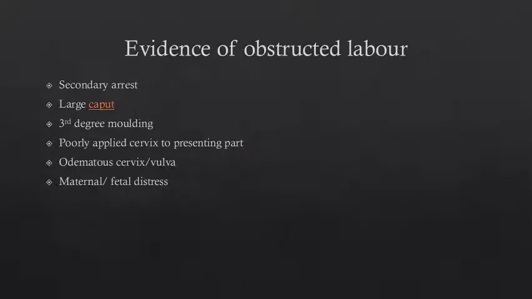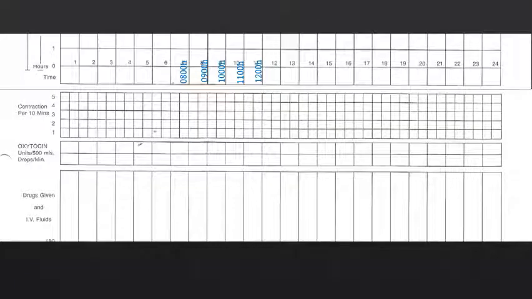So these are the evidence of obstructed labor. If you see the patient has a large caput, has third degree molding, which is 3+, or the presenting part is poorly applied to the cervix, or the cervix or the vulva or vagina is grossly edematous, or there is maternal or fetal distress, those are signs of obstructed labor. Okay, so next we go to contraction and about oxytocin.